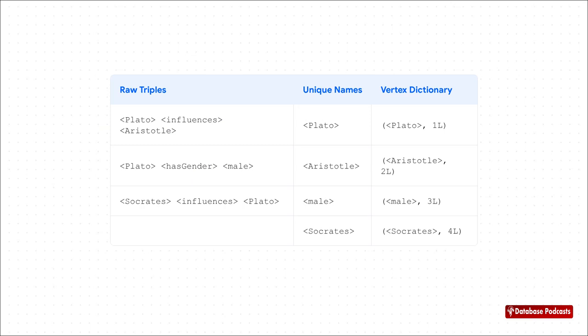We start with our raw triples on the left. From there, we pull out all the unique entities. In this case, that's Plato, Aristotle, Male, and Socrates. Then, the magic happens. We just assign a unique ID to each one. Plato becomes vertex 1, Aristotle is vertex 2, and you get the idea. This dictionary we just built, it's the absolute key to everything.